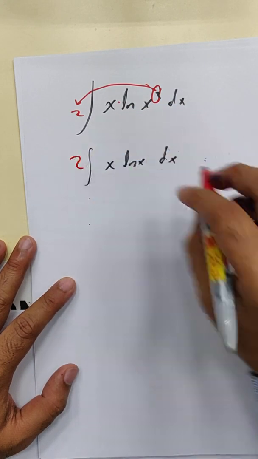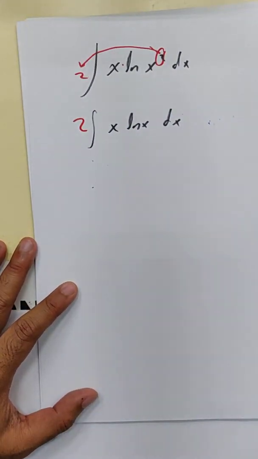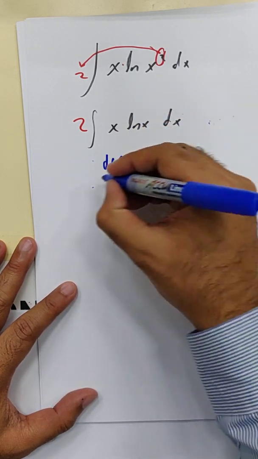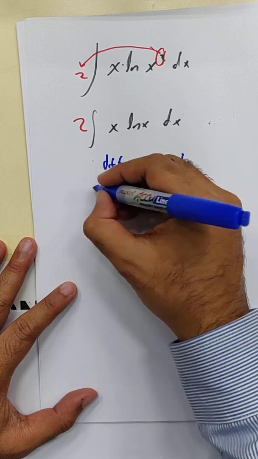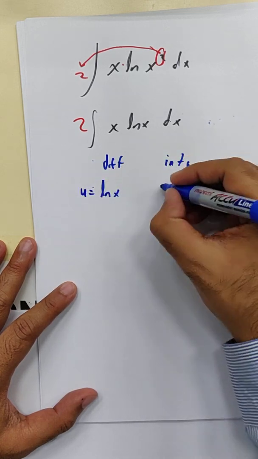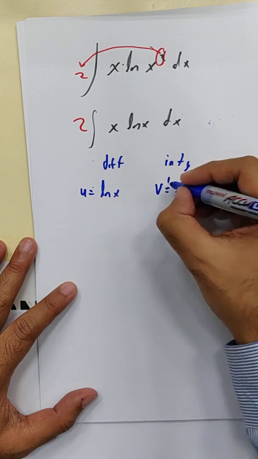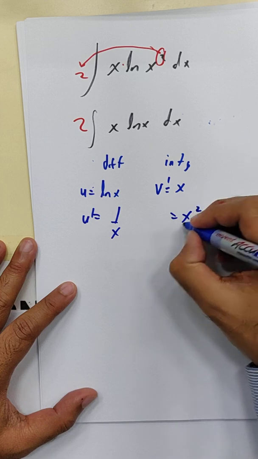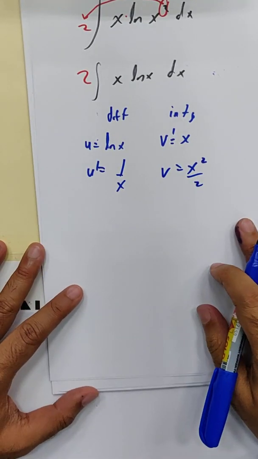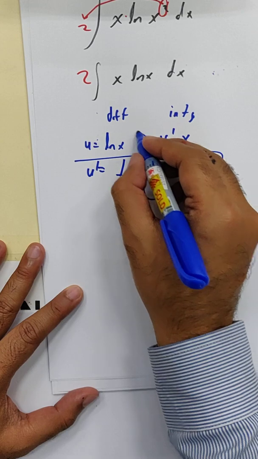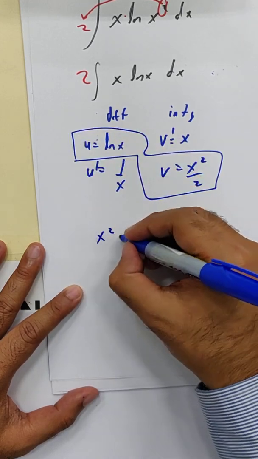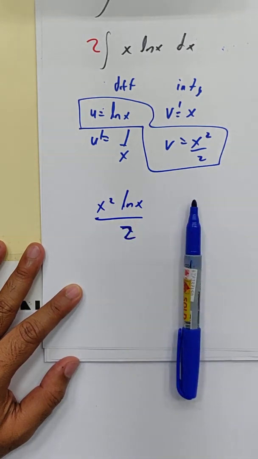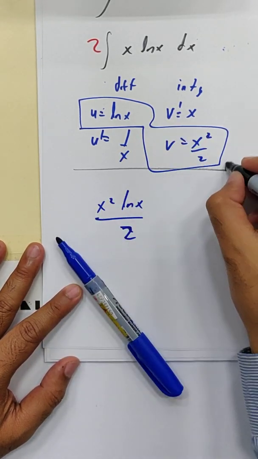Now you may use the IBP that you like so much. If you do IBP, which one do you differentiate, which one do you integrate? You differentiate ln x, you integrate x. Remember, you can never integrate ln x, so that's why you differentiate it. And this one here, I'm combining these two.